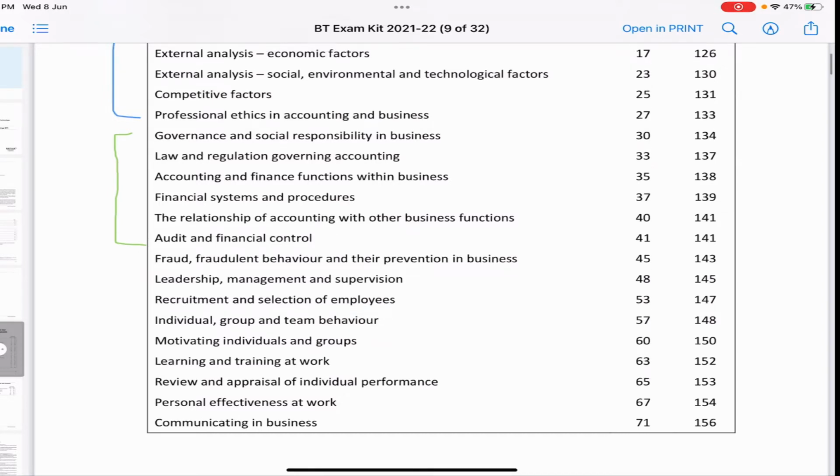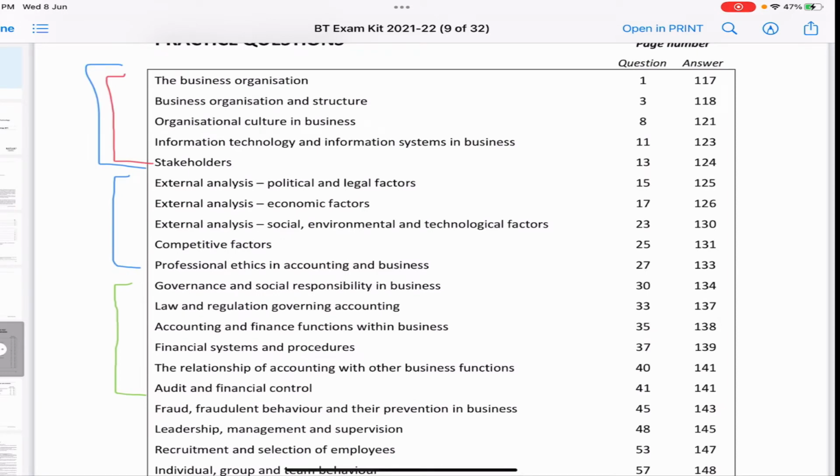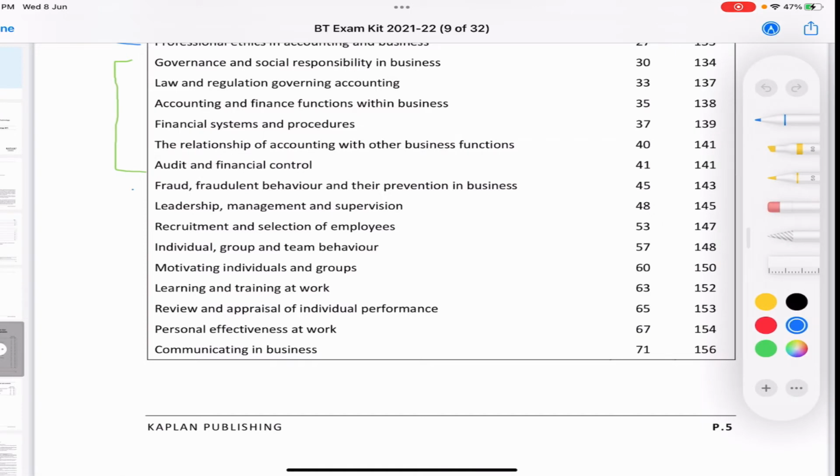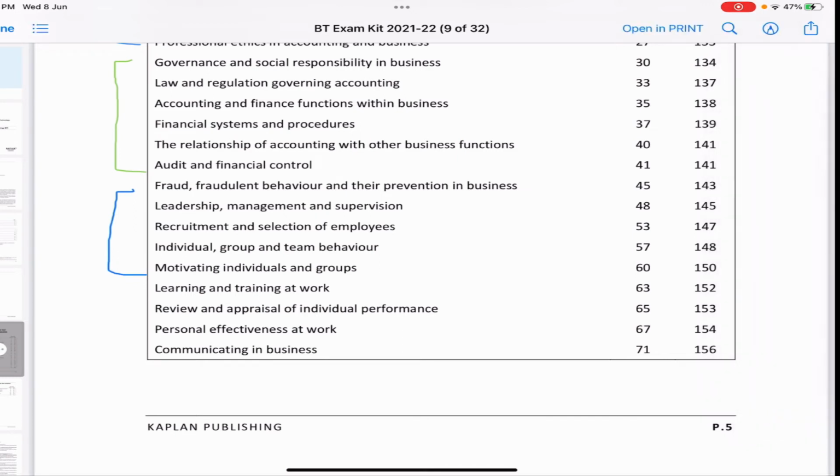In the previous 3 parts, we have done these chapters which I have marked. In this video, we will be solving fraud, fraudulent behavior and their prevention in business, leadership management and supervision, recruitment and selection of employees, individual group and team behavior, motivating individuals and groups. So these are the chapters which we will be solving today.